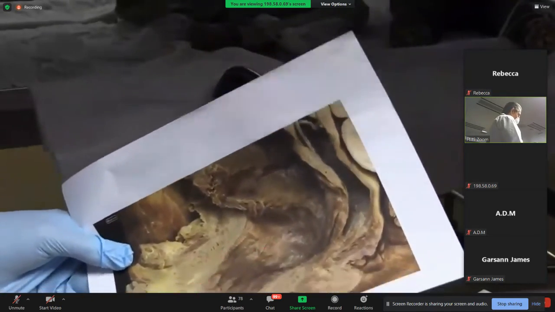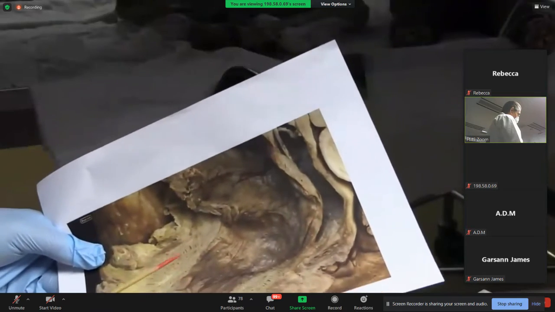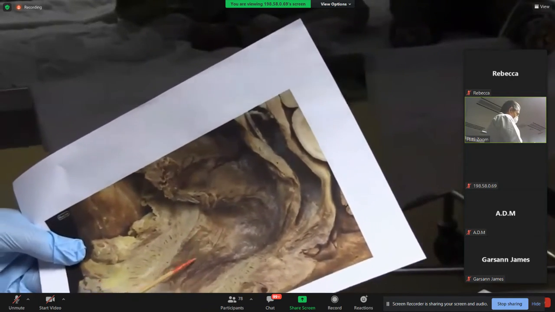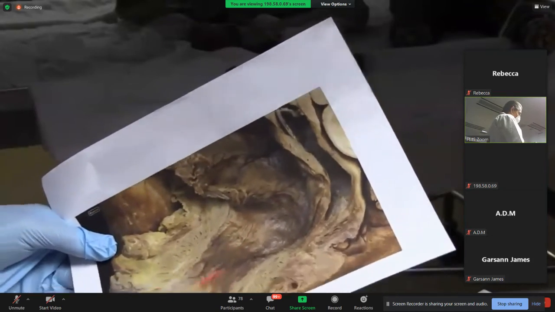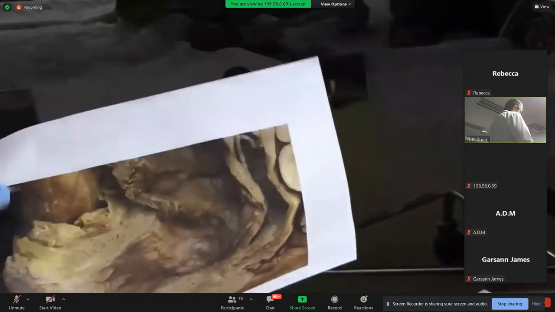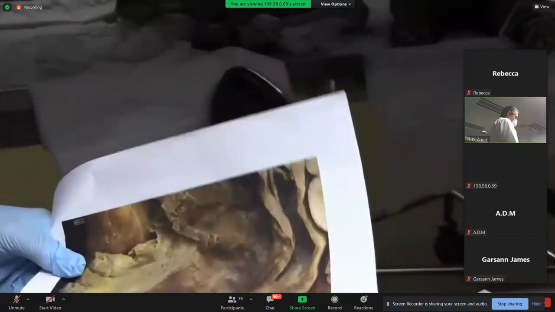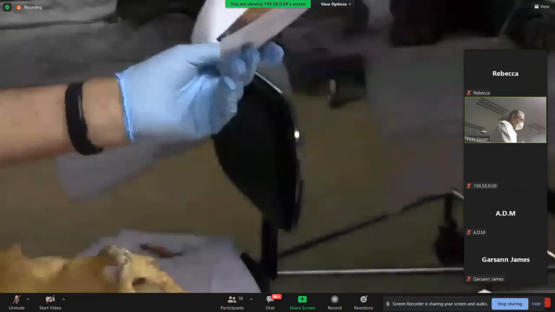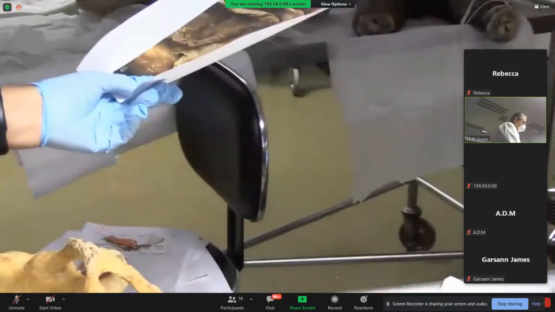But I want to get to the mucosa. The upper part of the mucosa is thrown into longitudinal folds, which we call the anal columns of Morgagni. And you can see them here. Everybody can see them here.